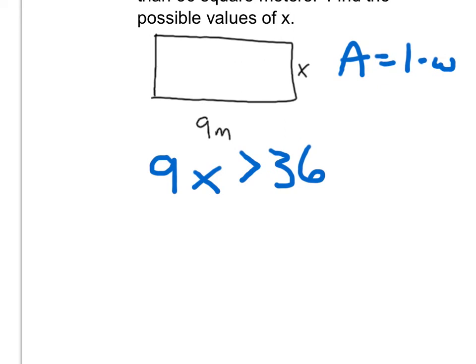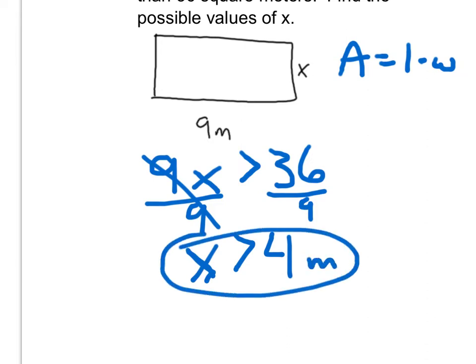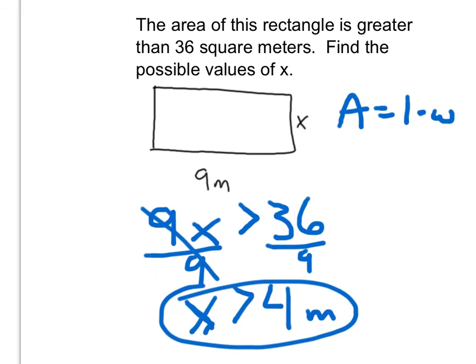So this one's not even a multi-step. This one should be pretty easy. We're just going to divide by 9 on both sides. Cancels and get x is greater than 4. So x has to be greater than 4 meters to have an area greater than 36 square meters.